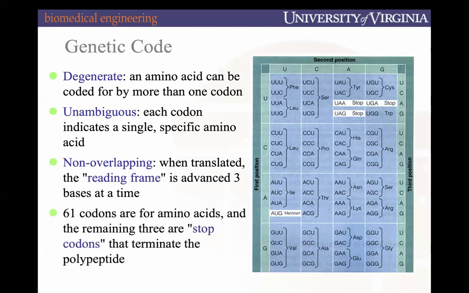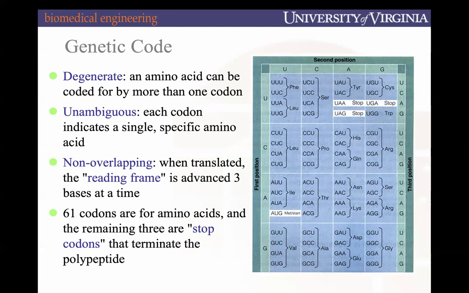And again, we have 64 possible combinations, but only 61 of them encode for an actual amino acid. The other 3 encode for what we call a stop codon. A stop codon is a key signal that stops the growth of a polypeptide during translation.